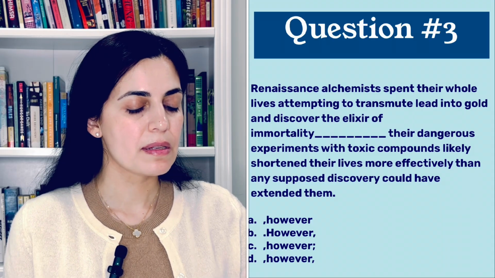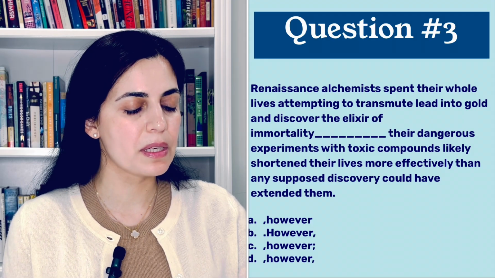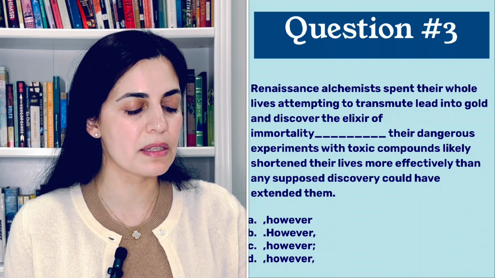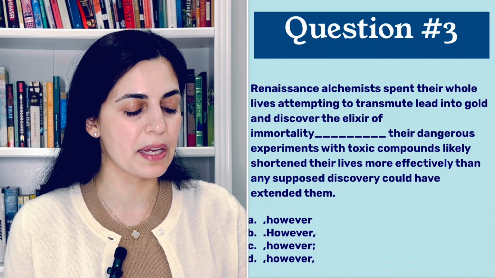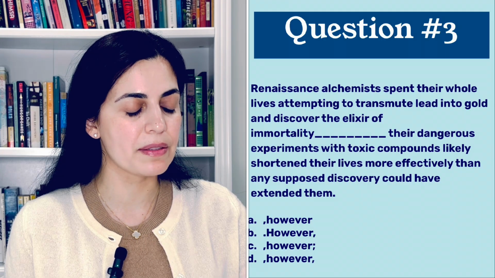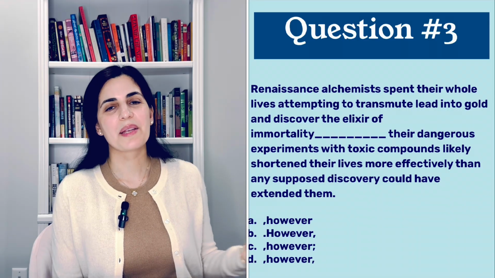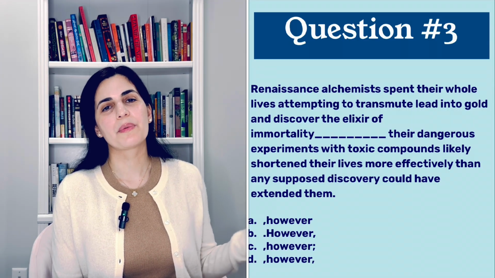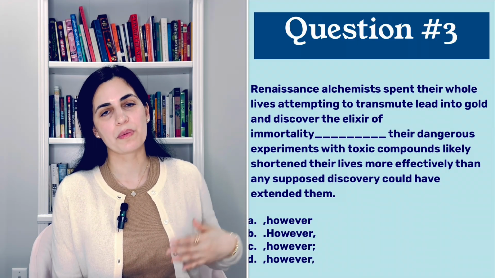Renaissance alchemists spent their whole lives attempting to transmute lead into gold and discover the elixir of immortality, blank. Their dangerous experiments with toxic compounds likely shortened their lives more effectively than any supposed discovery could have extended them. Once again, pause the video, and when you're ready with the answer in mind, resume play.